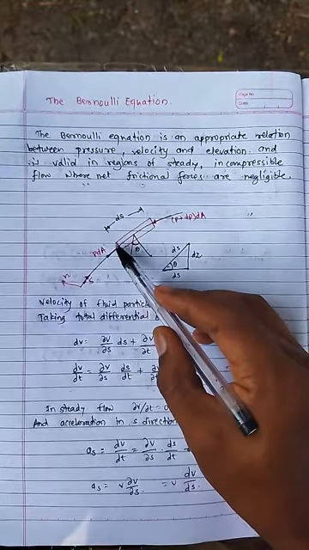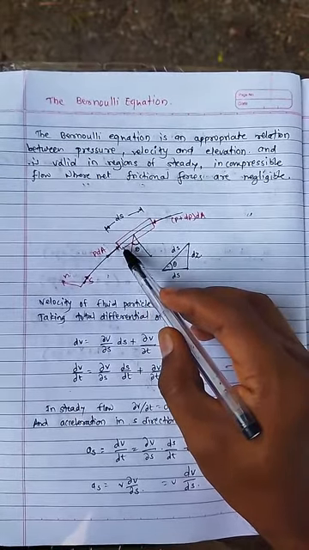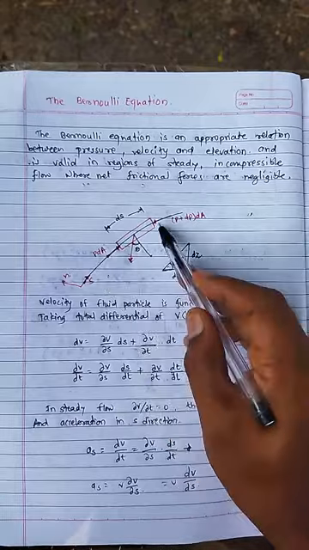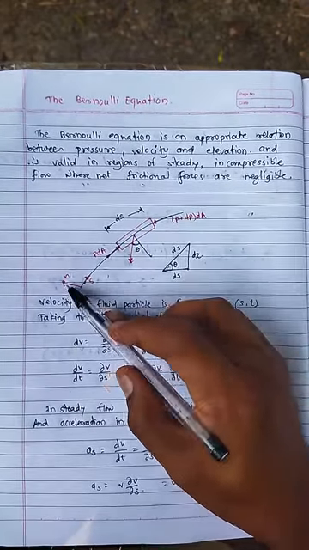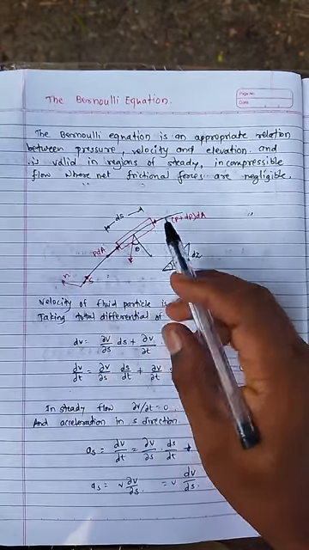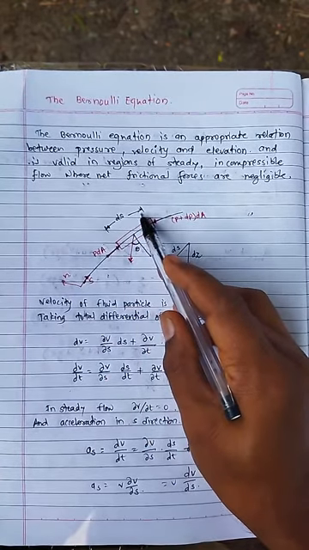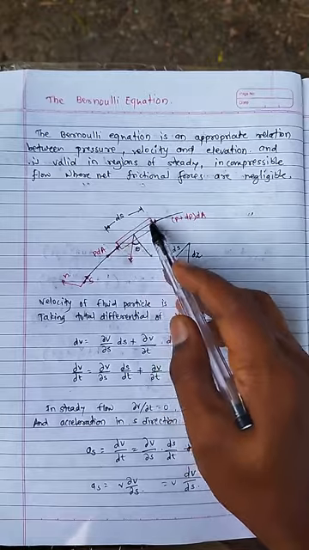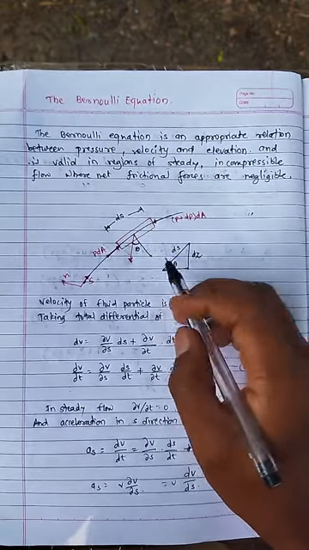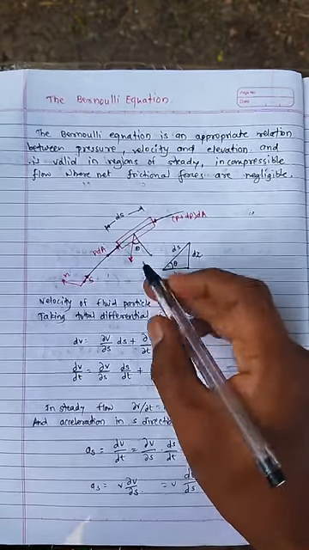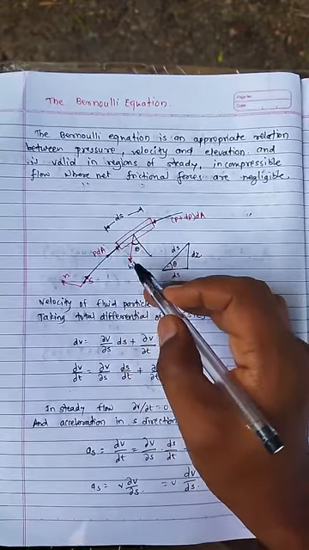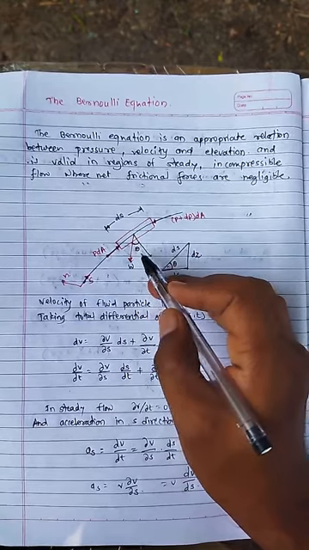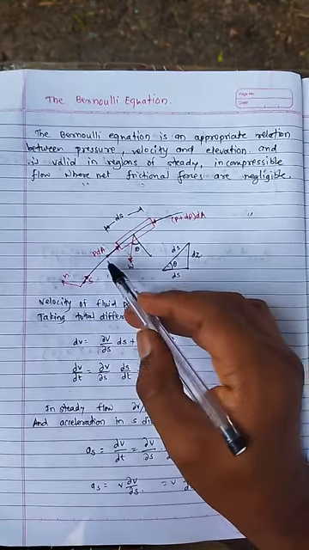In that flow field we will consider a small fluid particle which is moving along the s direction. This black line indicates the streamline direction and n indicates the normal vector. Here the differential distance of this fluid element is ds, and the weight of the fluid particle is acting in the downward direction at an angle theta with the normal direction.